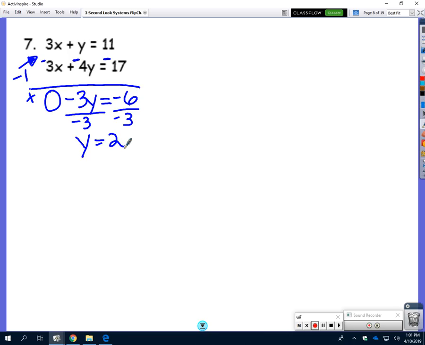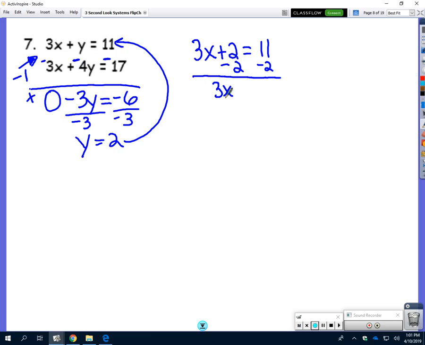Pick one of your equations. I'm actually going to pick the first one because y is by itself there. So I get 3x plus 2 equals 11. Subtract 2. 3x equals 9. Divide by 3. X equals 3. So the solution is 3, 2.